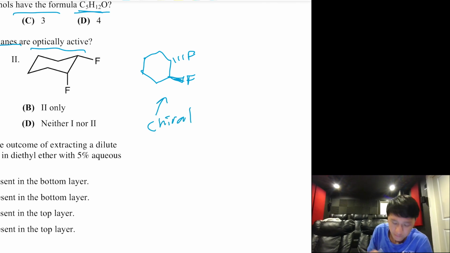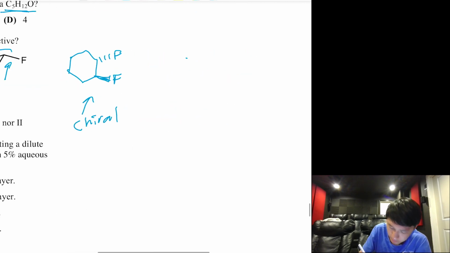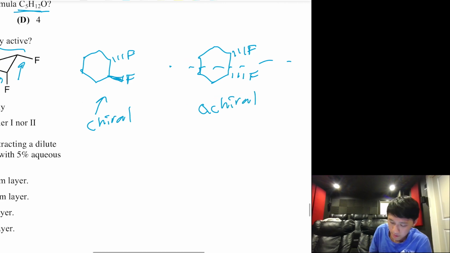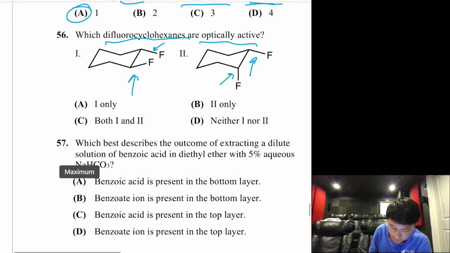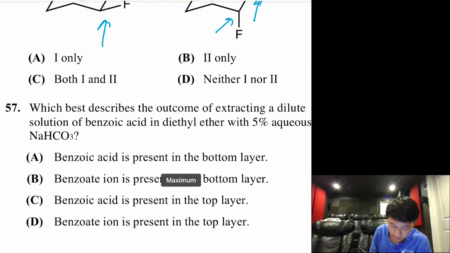and optically active. This compound, on the other hand, has one fluorine pointing down and the other one is also pointing down. So the compound actually looks like this. And we'll notice that there's actually a plane of symmetry now that goes through the molecule like this. So this must be achiral and is not optically active. Therefore, we could say only one is optically active, and A is correct.